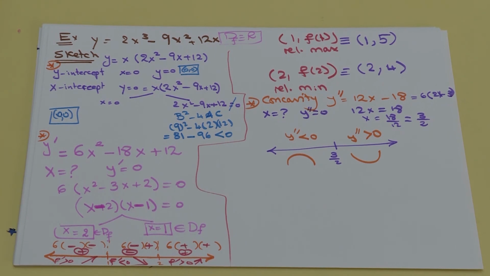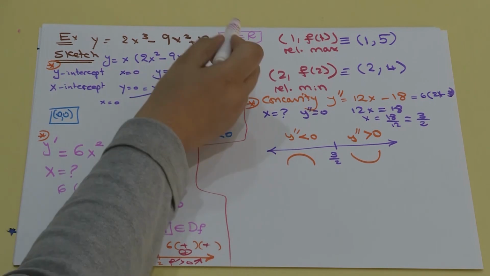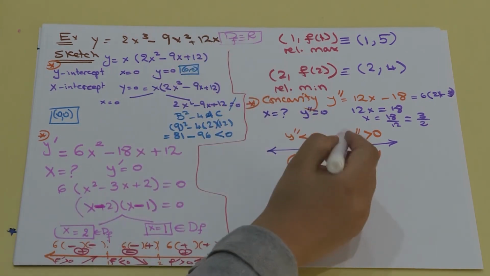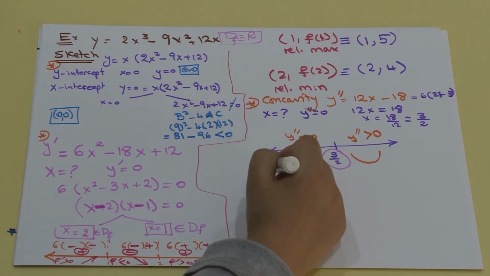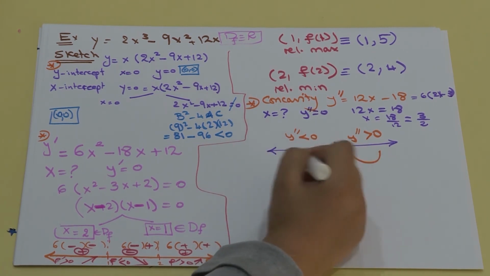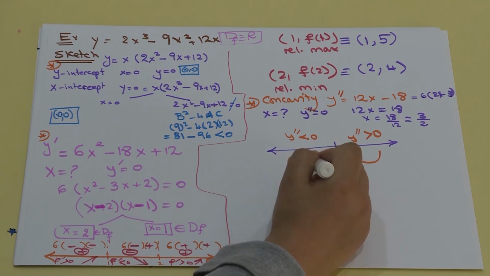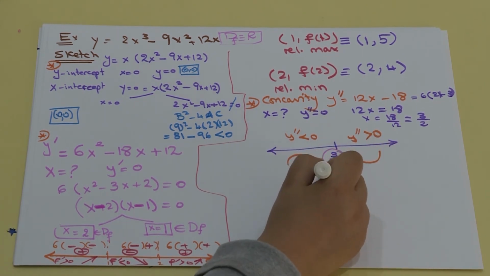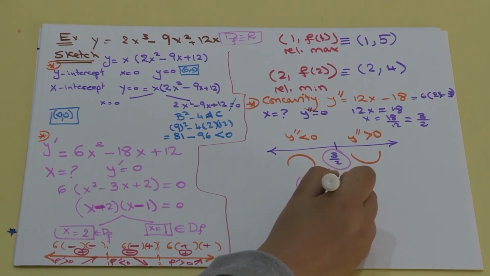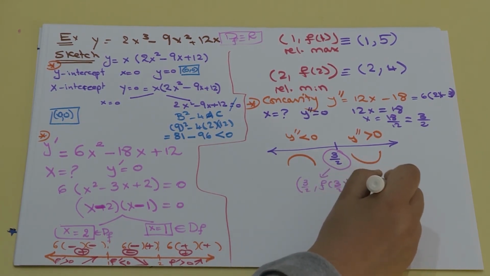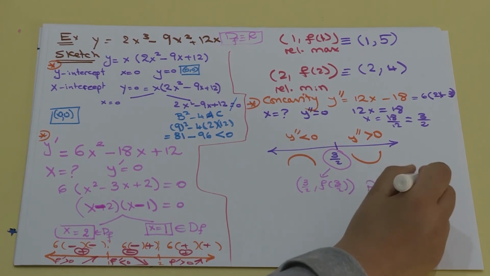Notice that the domain of the original function is all real numbers. At this value of x, we can see that the curve is flipping concavity from concave down to concave up. So I can call the point 3 over 2 and f of 3 over 2 a point of inflection.